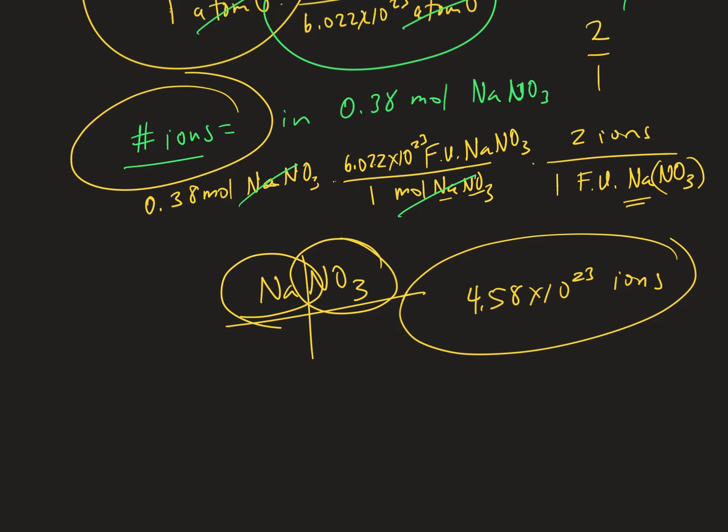And if we do the one on the top right, number of carbon atoms in 2.2 moles of C3H8. That one's similar. How many carbon atoms do we have in 1 particle of C3H8? 3 of them. Do you see that, guys?